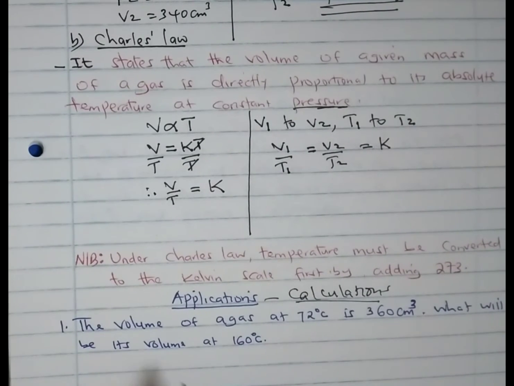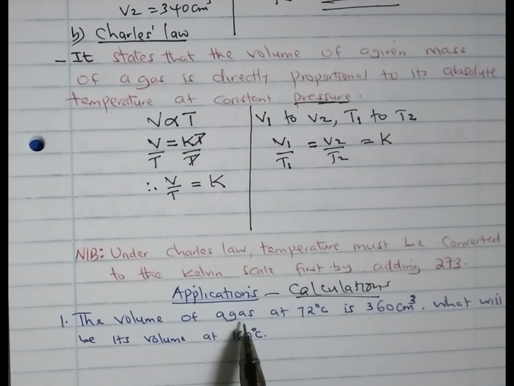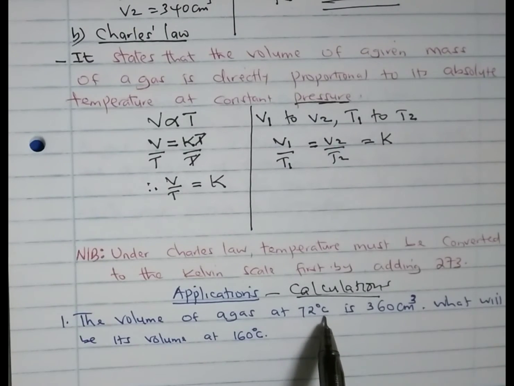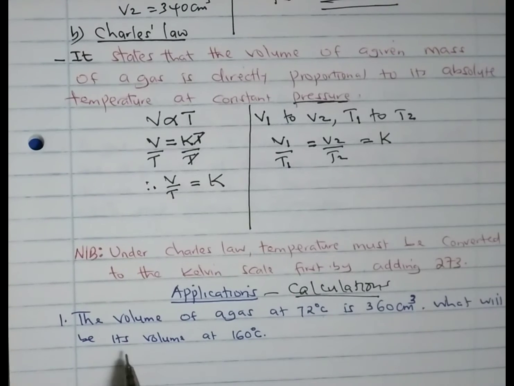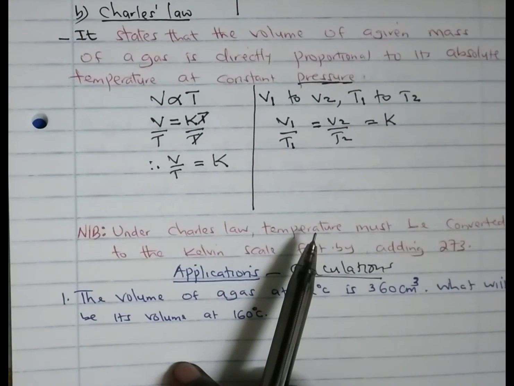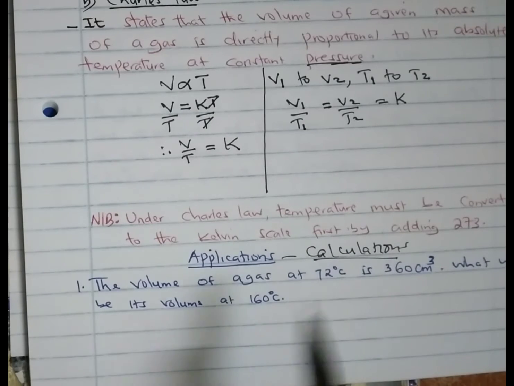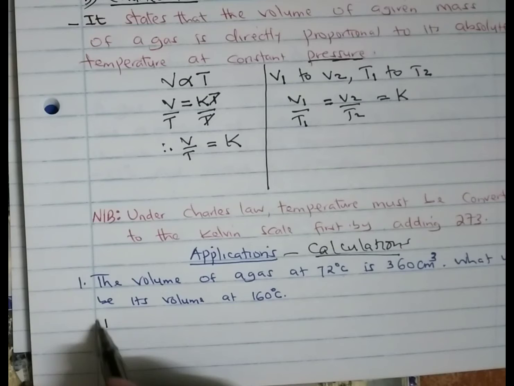The question we have reads, the volume of a gas at 72 degrees Celsius is 360 cm³. What will be its volume at 160 degrees Celsius? Remember, when temperature is given in degrees Celsius, it must be converted into kelvins by adding 273.